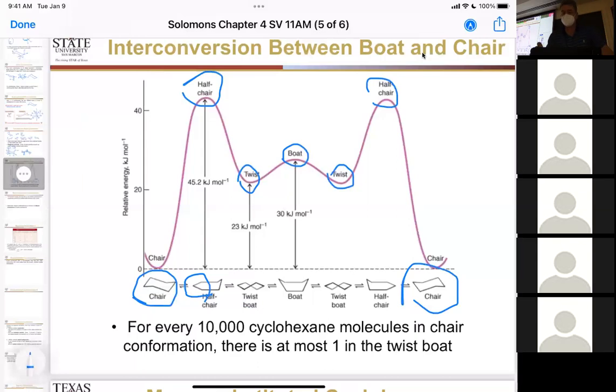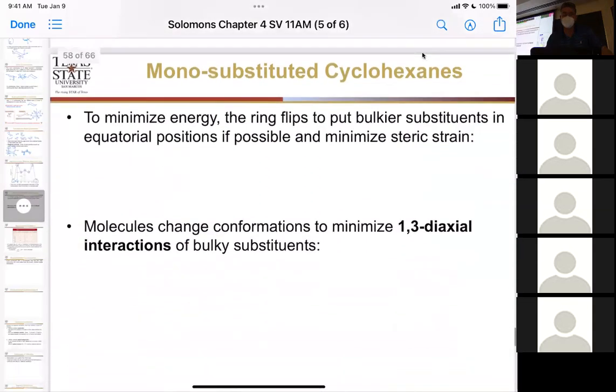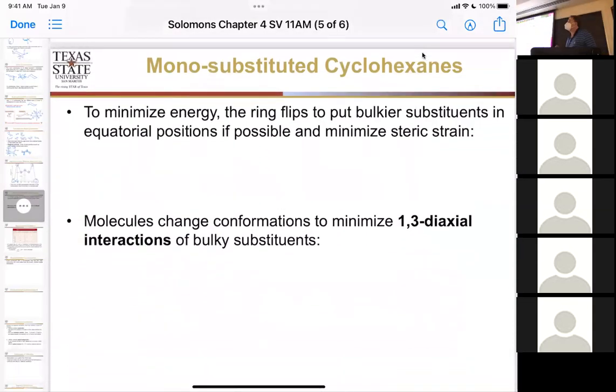Okay. So questions about that? Okay. So if we can flip back and forth there, when we have hydrogens, and there's no real difference between the one chair and the other chair, what happens when you put something on there?